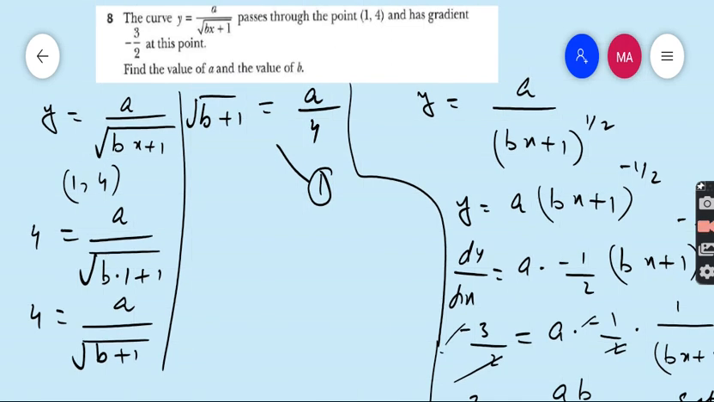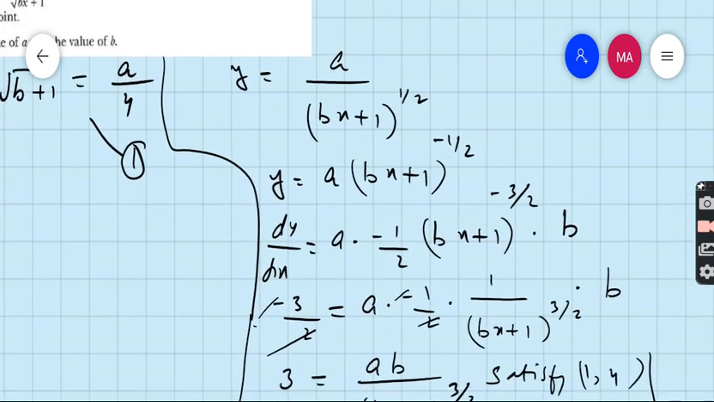The curve y = a upon root of (bx plus 1) passes through the point (1, 4). So x is 1 and y is 4. The equation is 4 is equals to a upon root of (b plus 1). So root of (b plus 1) is equals to a upon 4. No mistake over here. Equation number 1 is 100% correct.